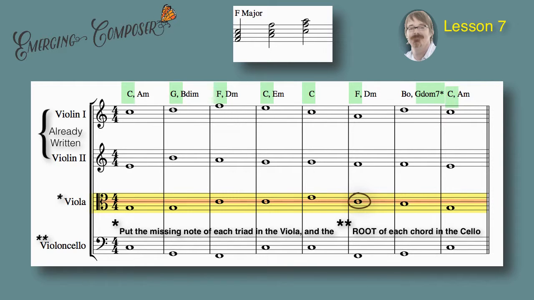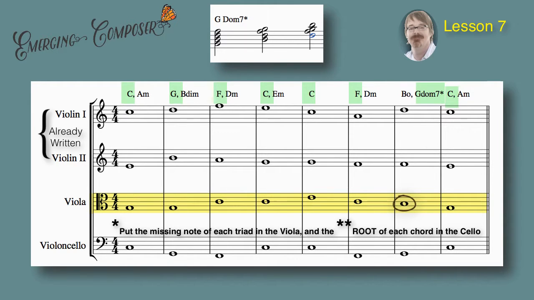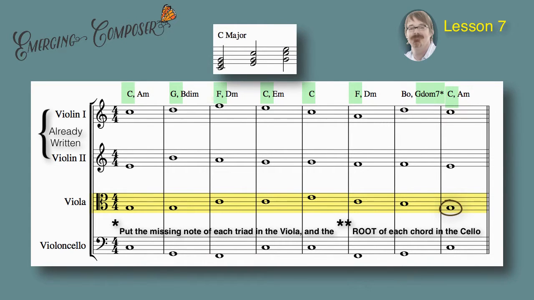Next chord, I said was going to be a G chord. We have a D up there. We have an F. What note's missing? A B or a G. I picked one of the two. B is really close to C, so I put a B in there. And our last measure is a C chord. We have a C and an E. What note's missing? A G.